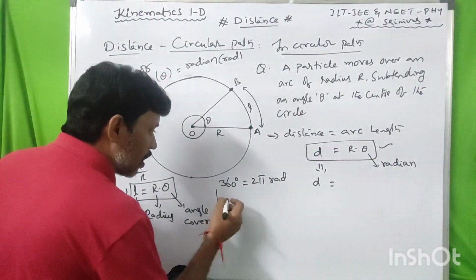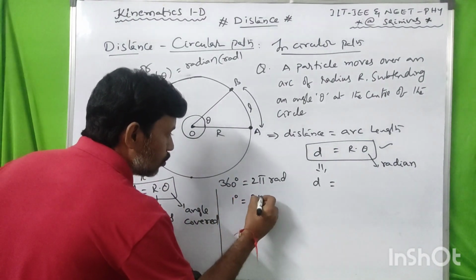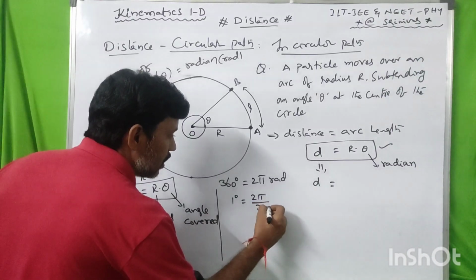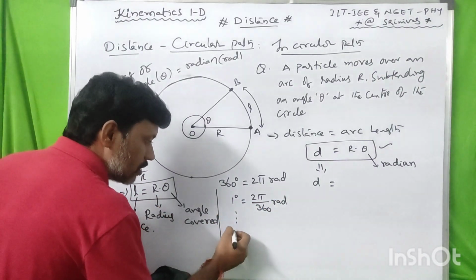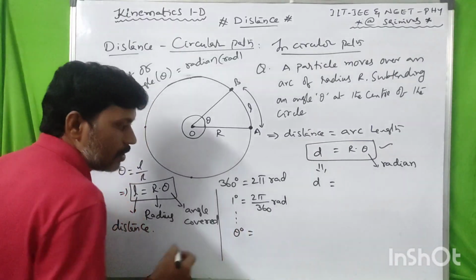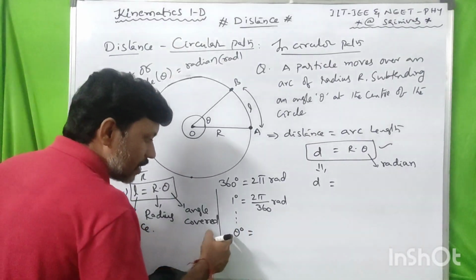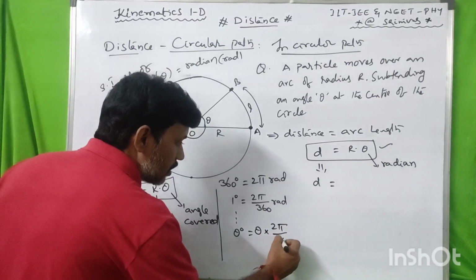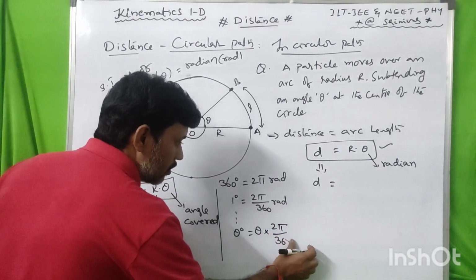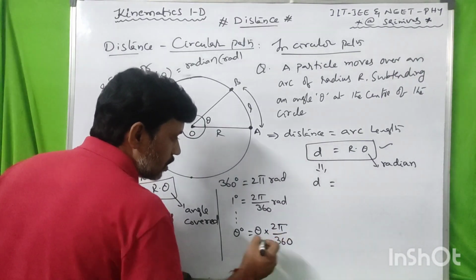Understand what I say? Now 1 degree is equal to 2 pi by 360 radian. Like that, theta degrees is equal to theta into 2 pi by 360. Understand? 2 pi by 360.